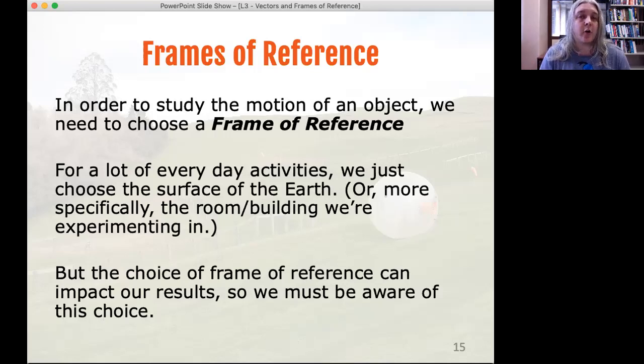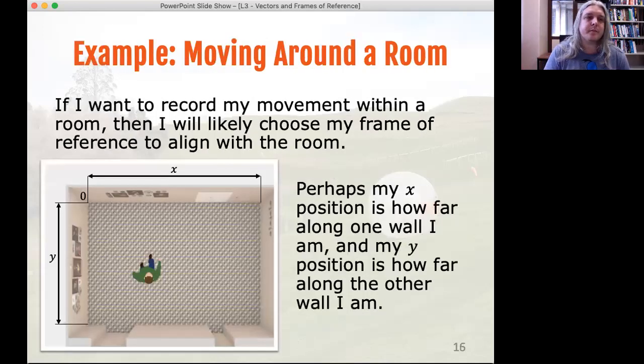So that's a common two-dimensional frame of reference, but you may choose instead to do it relative to a room that you're in or a building. There are other things. We will see plenty of examples where we don't want to use that as a frame of reference, because the frame of reference can impact our choice of calculations and so on. So the choice is very important.